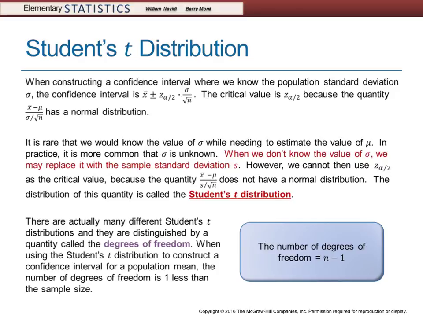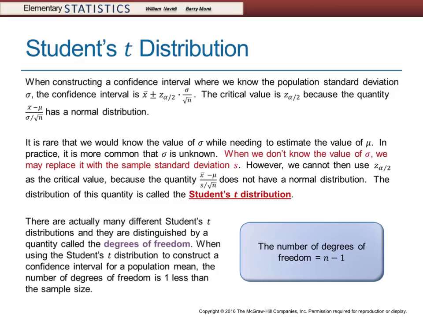However, it is rare that we would know the value of sigma while needing to estimate the value of mu. In practice, it's more common that sigma is unknown. When we don't know the value of sigma, we may replace it with the sample standard deviation. However, we can't use z as the critical value because the quantity x bar minus mu divided by s divided by the square root of n does not have a normal distribution. The distribution of this quantity is called the student t-distribution.